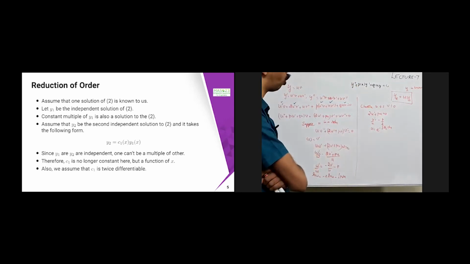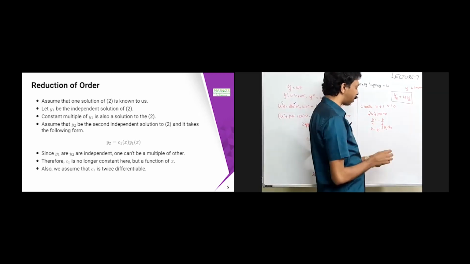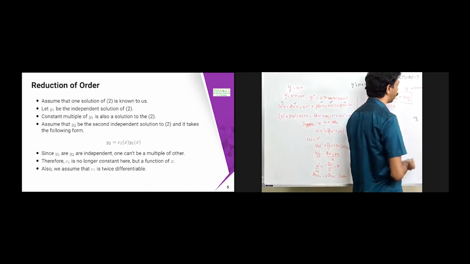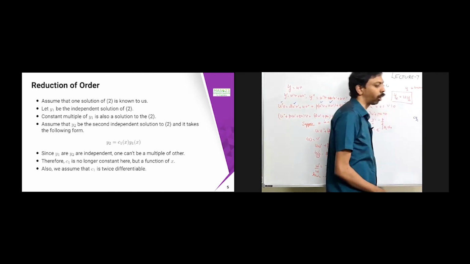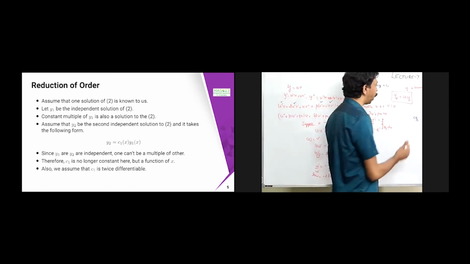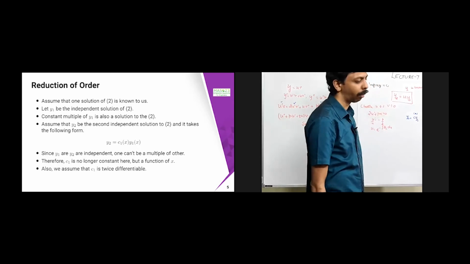So in that case, what is it going to come? We are going to derive a similar thing. Y1 is an independent solution. If I multiply by C into y1, that is also going to be a solution. First of all, constant multiplication is also a solution of that equation. Now suppose you assume that y2 is an independent solution. Y2 can be written in this way, C y1. So in that case, it should no longer be constant. It should be a function of x. C should be a function of x. Then only I can say that this is going to be independent of y1.